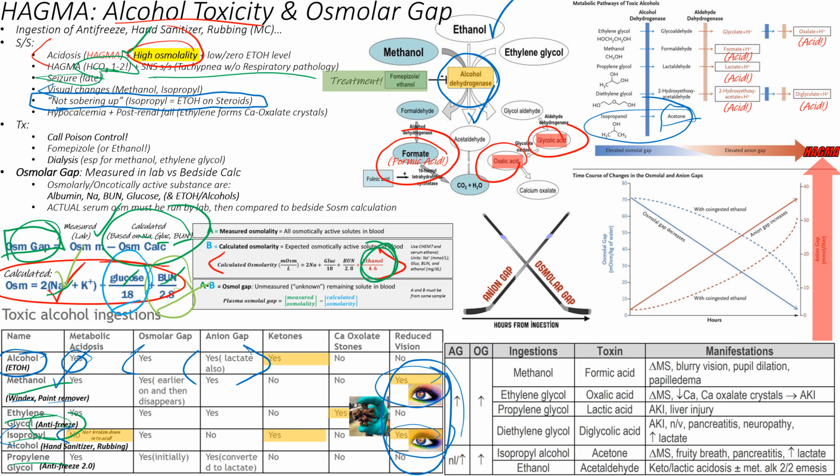They don't have HAGMA. It's the only one that doesn't have metabolic acidosis. But there is an osmolar gap, right? And they got visual changes. They're starting to hallucinate, seeing stuff. That's isopropyl alcohol toxicity. Okay.